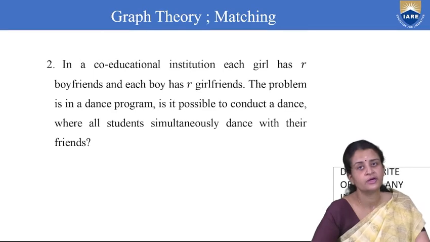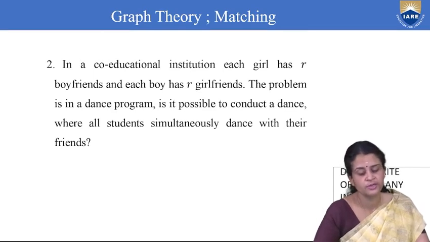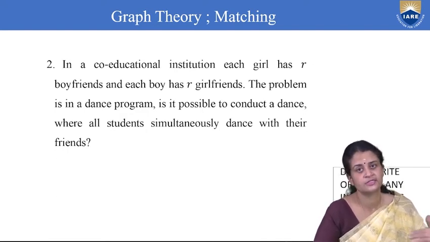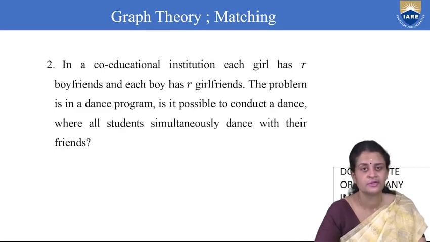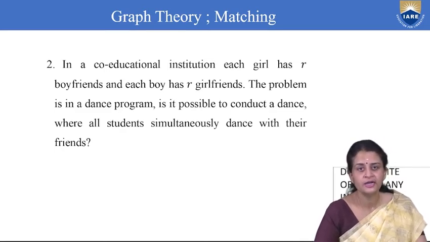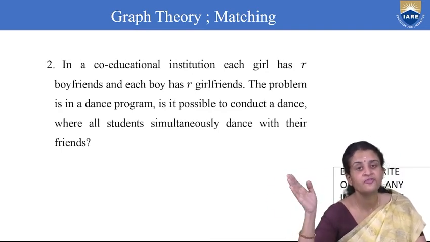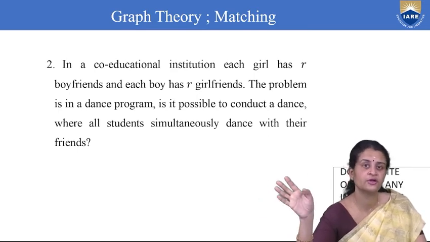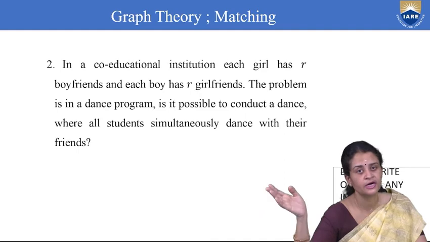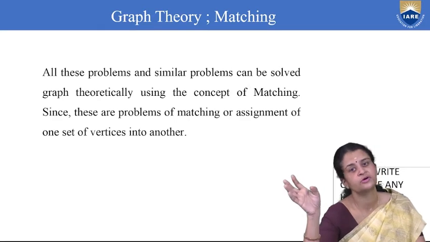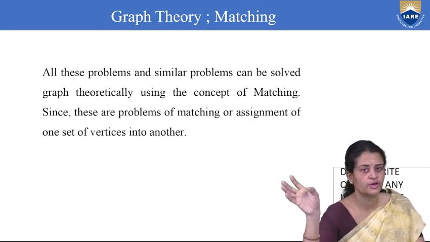Another problem that came across was in a co-education institution, where each girl has R boyfriends and each boy has R girlfriends. The problem is in a dancing program: is it possible to conduct a dance where all the students simultaneously dance with their friends? This means if one girl is selected, she has to dance with a boy who is her friend. In the same way, if a boy is selected, he has to dance with a girl who is his friend. These give rise to problems that can be solved graph theoretically using the concept of matching.